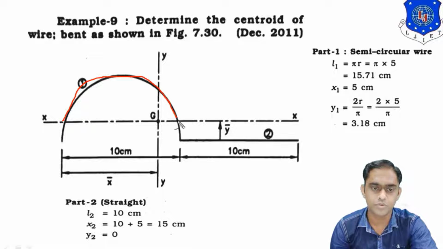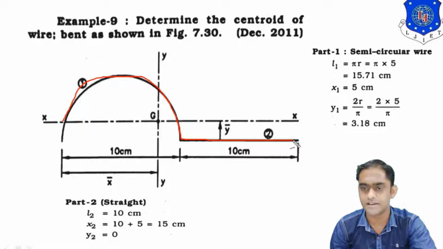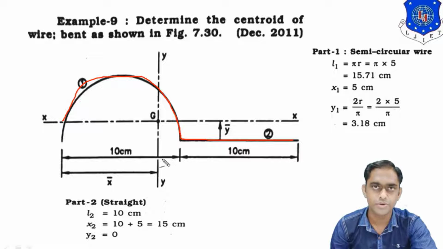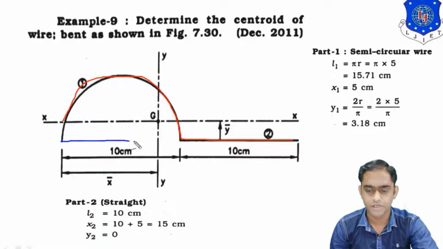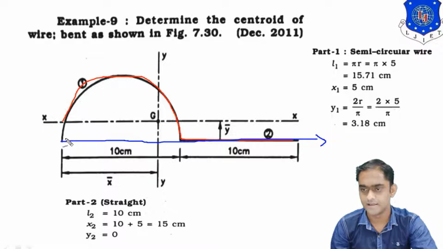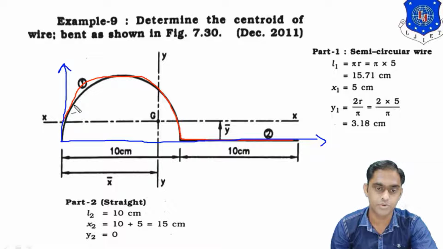In this, there are two elements only. First one is the semicircular arc, you can see like this, and second one is the straight line AB. What you have to do, you have to draw x and y axis first. For that, you have to check bottom axis, which is x axis, like this, and from the extreme left of the figure you have to draw y axis like this.